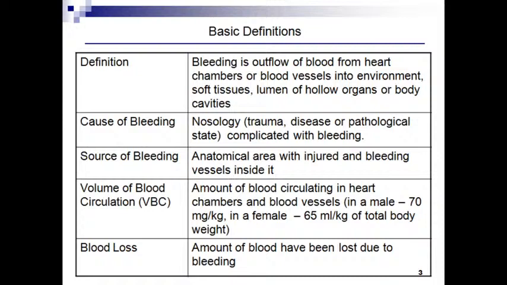Source of bleeding. What is the source of bleeding? Is anatomical area with injured and bleeding vessels inside it. What it means? It means injured anatomical part have vessels, damaged vessels. From the vessels, the blood flows outside of cardiovascular system, and this is the source of bleeding.